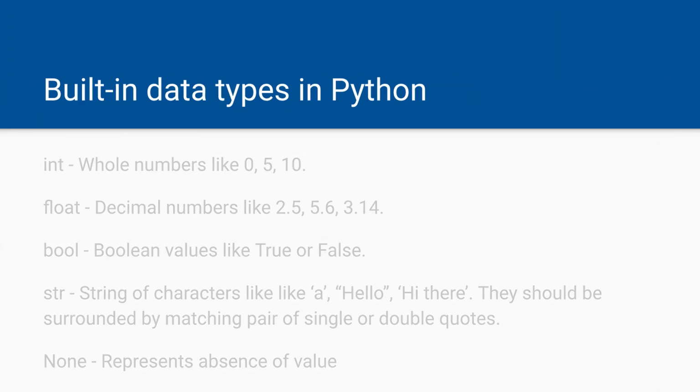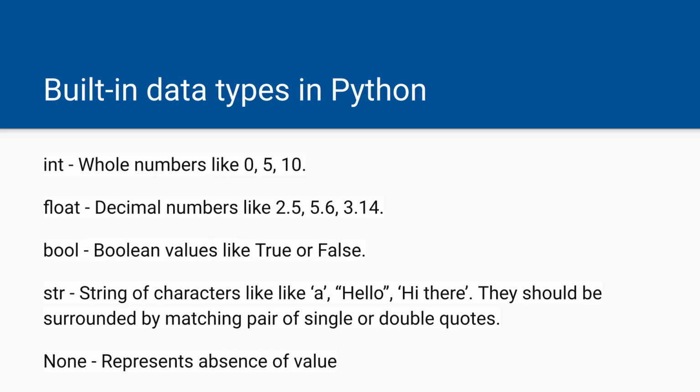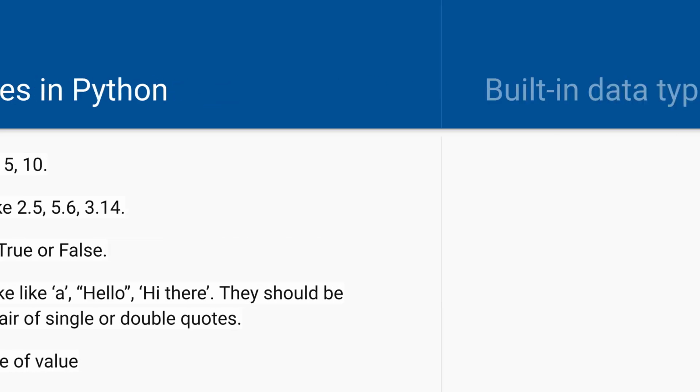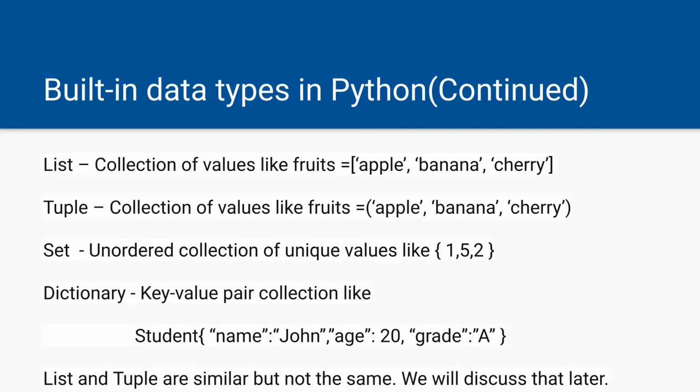Built-in data types include int for whole numbers, float for decimals, bool for true or false values, str for strings of characters enclosed in quotes, and None representing the absence of a value. Other built-in types are list for ordered collections of values, tuple for similar but immutable collections, set for unordered collections of unique values, and dictionary for key-value pair collections. We will discuss the differences between lists and tuples later.